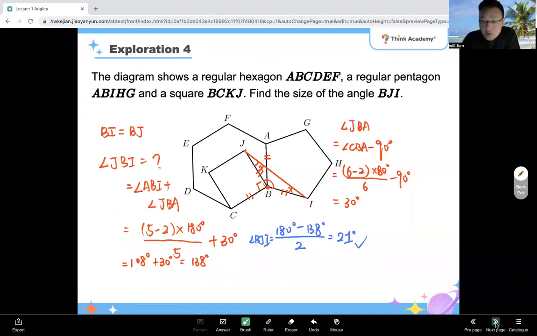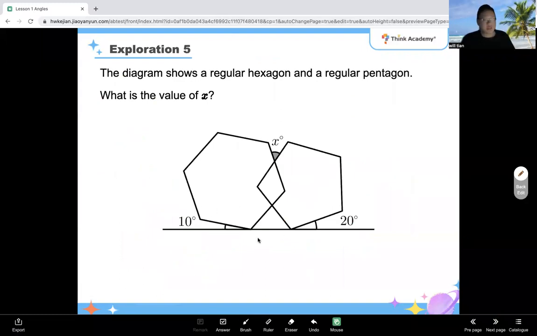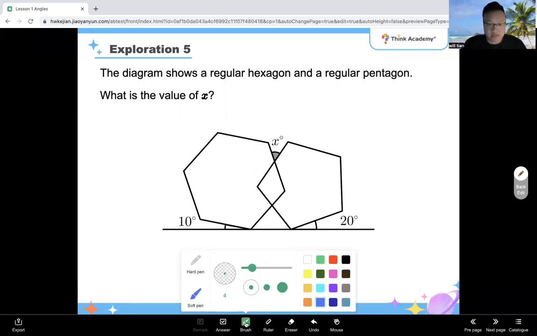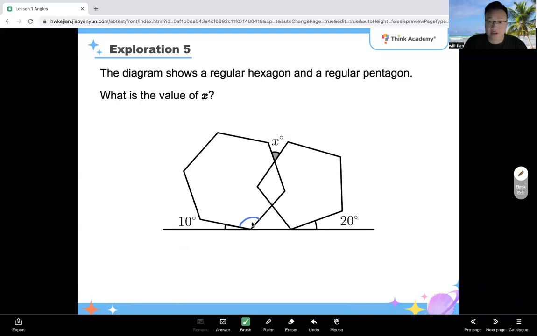Let's see the last one of this question. So I ask you about X, right? The size of X. And you do have this regular hexagon and regular pentagon. I think all of you still remember the interior angle of a regular hexagon, which is 120 degrees. So can anyone help me figure out the size of this pentagon? Can you type it to me? What's the interior angle of a pentagon?